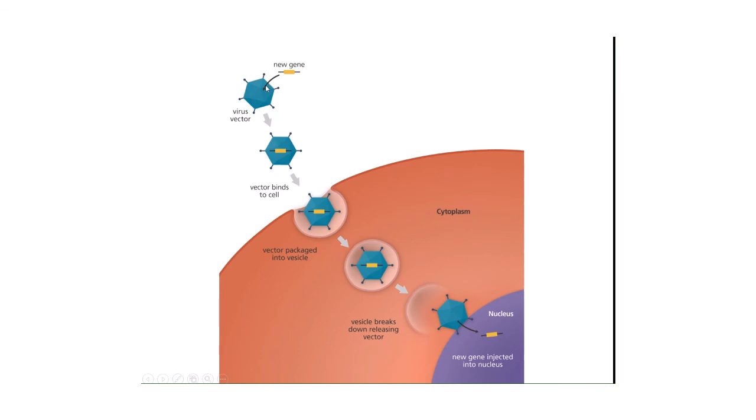Here is an example, right? We can use a virus as a vector. So we can take something like a cold virus, and we take away all the parts that would cause you to become sick, and we would give the gene to the virus, and then you would infect the person with the virus, and the virus would take the gene into the cytoplasm of the cell and deliver it into the nucleus. So that at least is in theory how it should go.